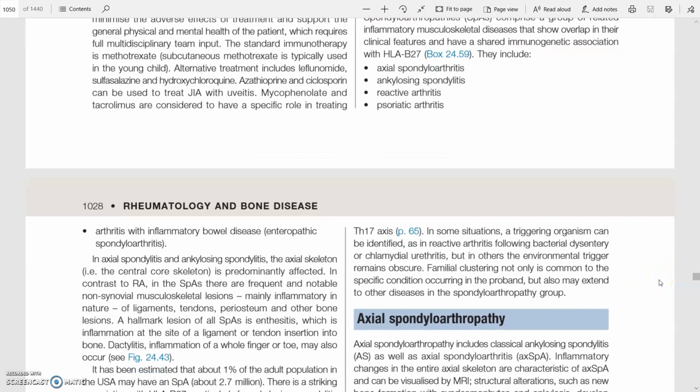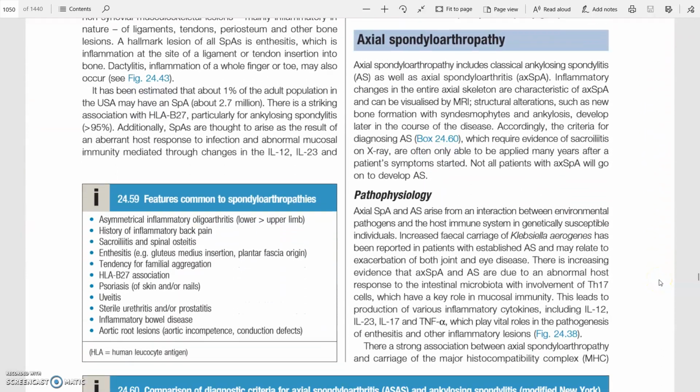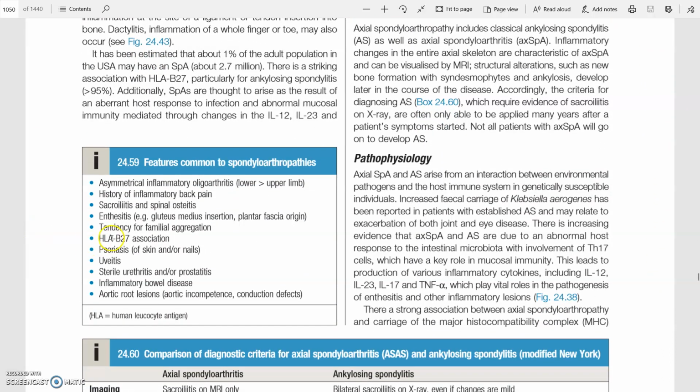Some other features that we will also need to know: with HLA-B27 association, you will also find some other common features, like enthesitis. What is enthesitis? Enthesitis means inflammation at the site of insertion of the tendons and ligaments. Another one is psoriasis, uveitis, which is inflammation of the uveal tract in the eye, and sterile urethritis.